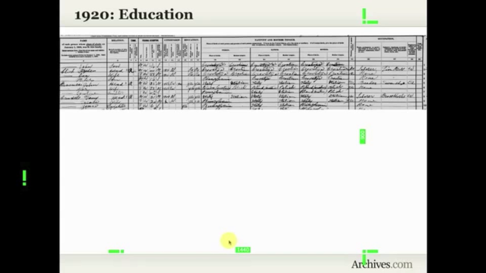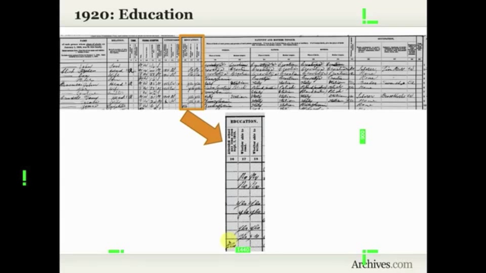The section on education in 1920. Very, very basic information, whether they had attended school and whether they could read and whether they could write. Now, this doesn't mean that they could read and write English. They were actually supposed to say yes to any language. If they could read any language, if they could write any language. So it wasn't limited to just English. Now, those were the instructions. Whether or not that's how the question was communicated might be a different matter.